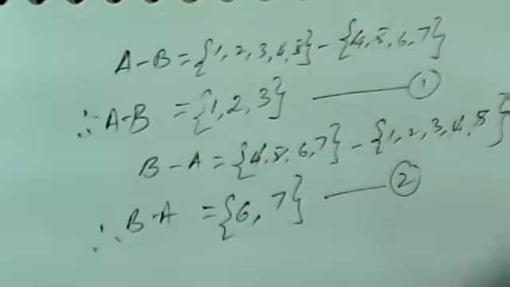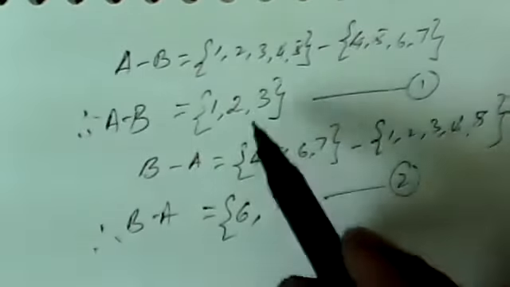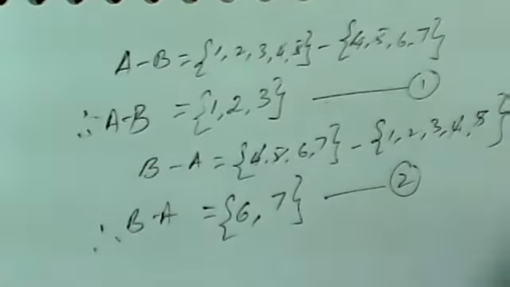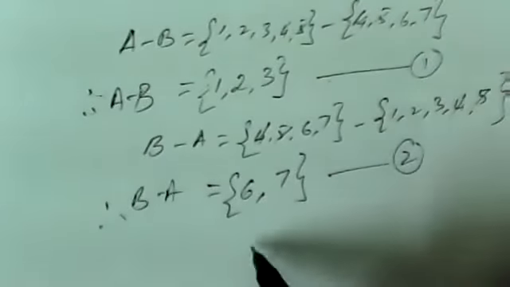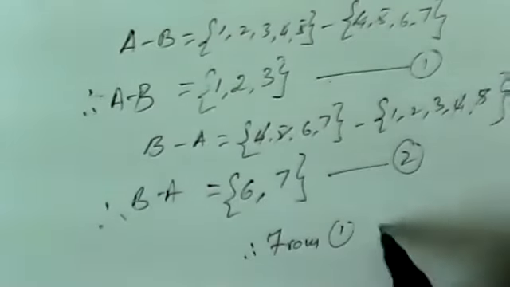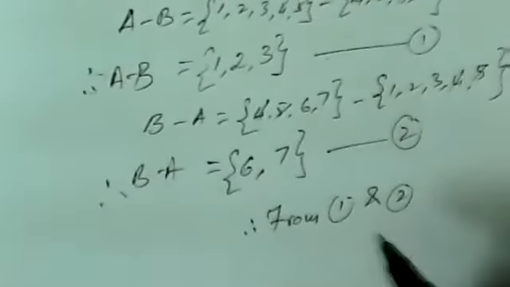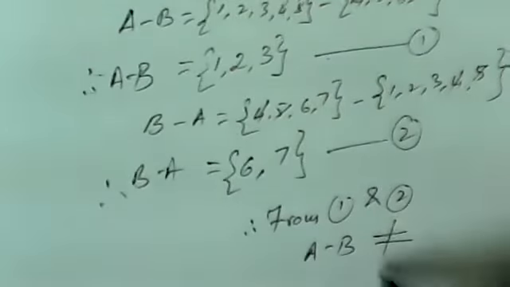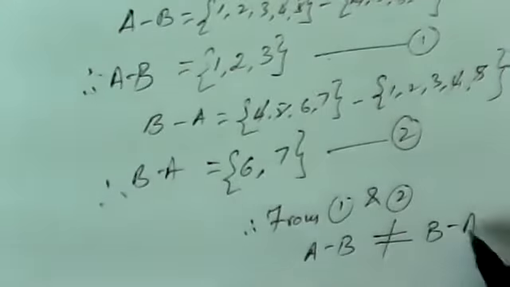From 1 and 2, the elements are different. A minus B is {1, 2, 3}, and B minus A is {6, 7}. So they are not equal sets. Therefore, from 1 and 2, we confirm that A minus B is not equal to B minus A.